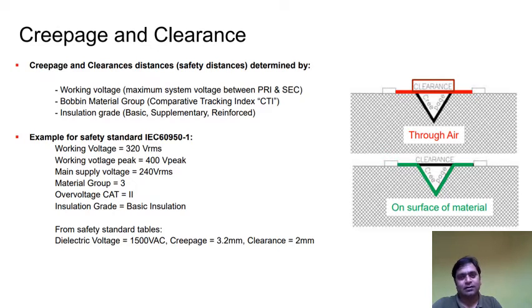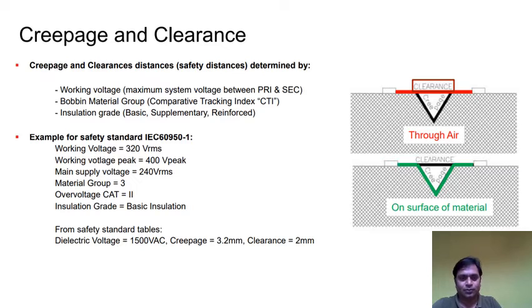As shown here, the clearance is the air distance between the two conductive points through air, and creepage is the surface distance between the two conductive points. You can see that from this point to this point is the clearance through air, the direct distance, and through the green path it is shown like this. This is called creepage.